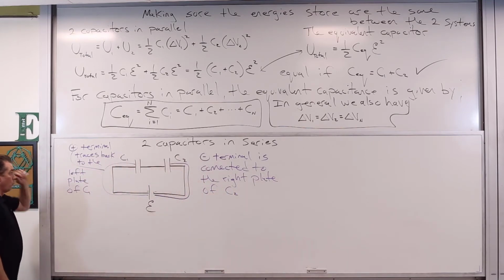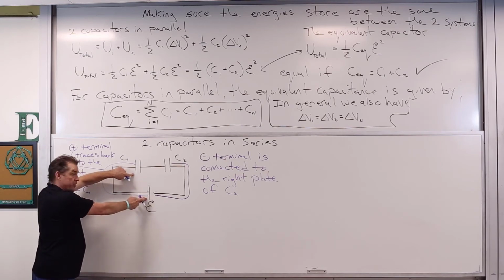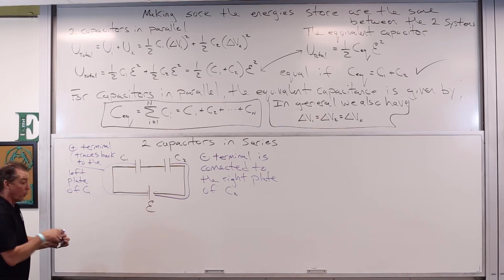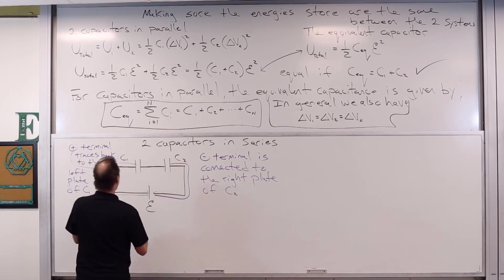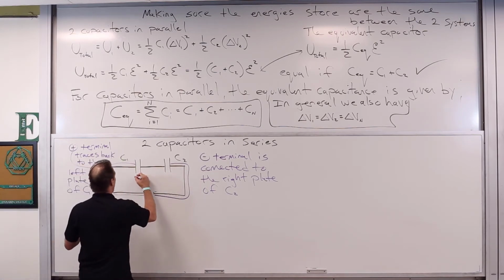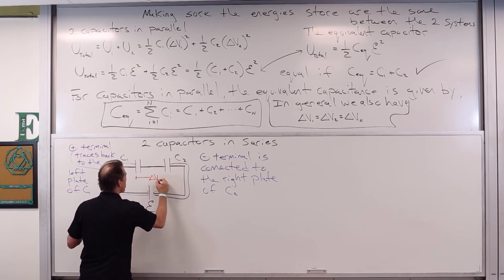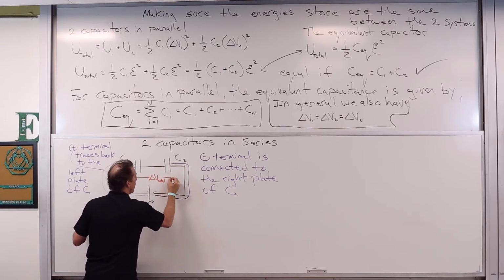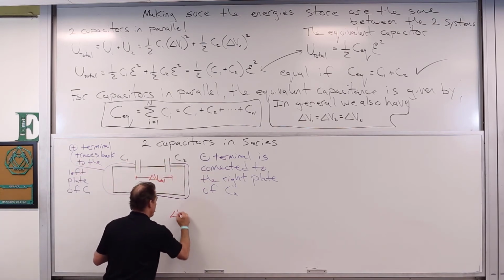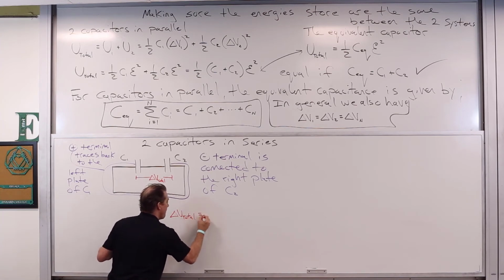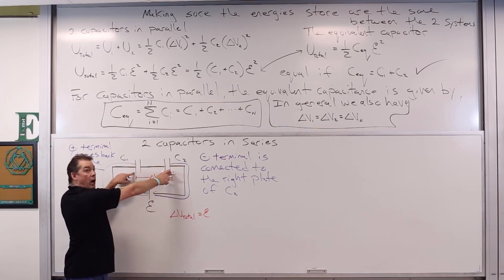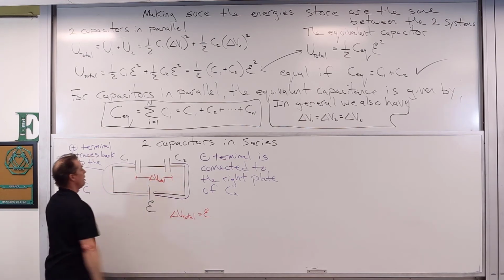C2. Well, this plate then acts as an extension of this terminal. What does that mean? Well, that means that the potential difference between this plate and this plate has to be that of the source. So the total potential difference across the whole section there, delta V total, must be equal to that of the source. Again, because of the logic that these two are extensions of the terminals there.